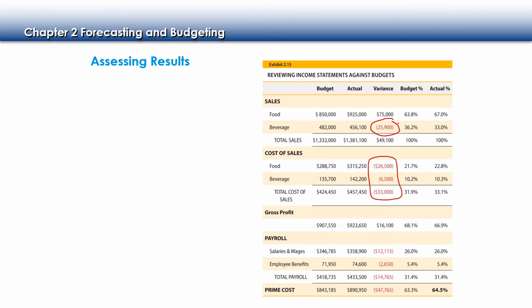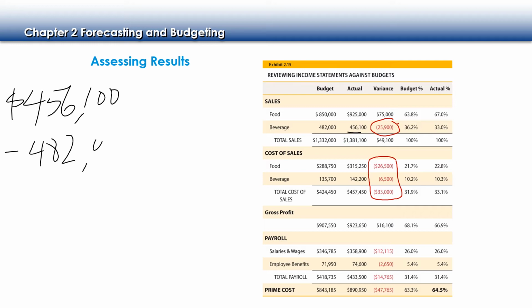Now, our actual performance for beverages is $456,100. When we subtract the $482,000, we have a negative 25,900. Okay, that means we were short. That means we did not meet our budget for the beverages.